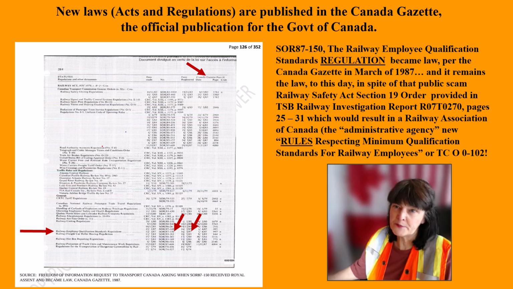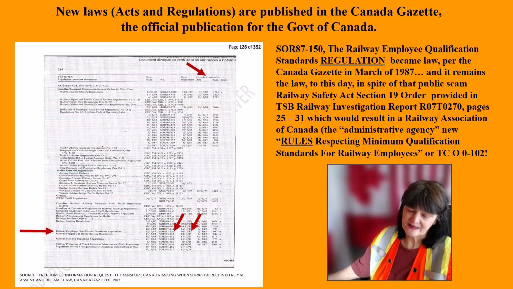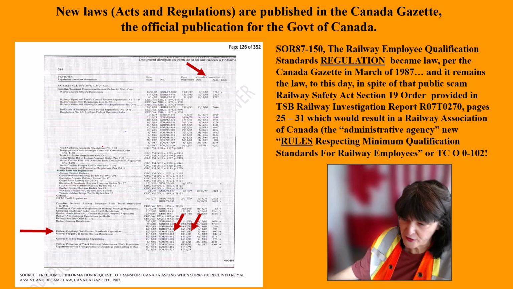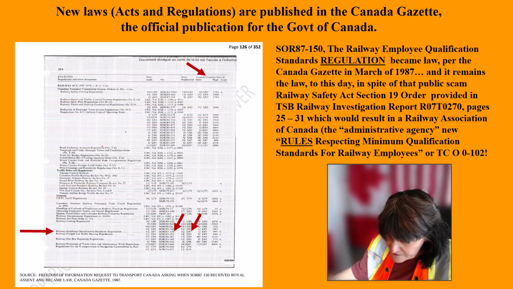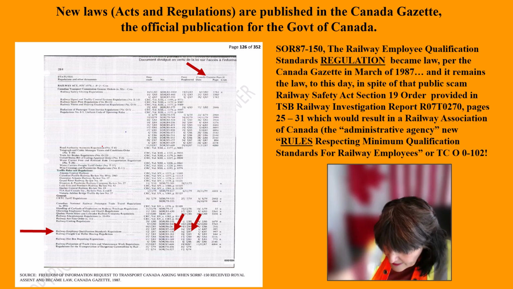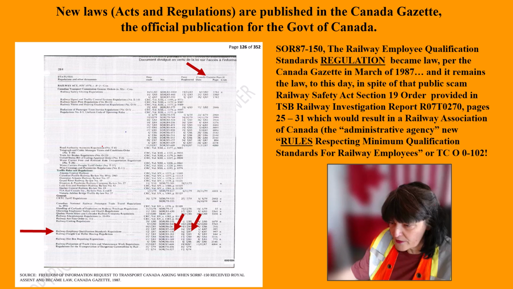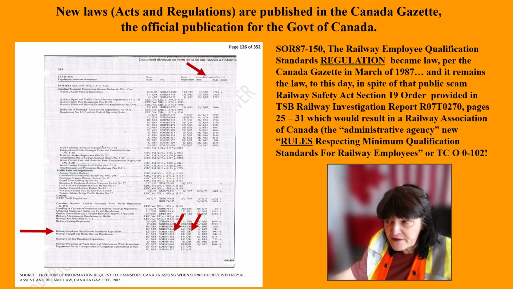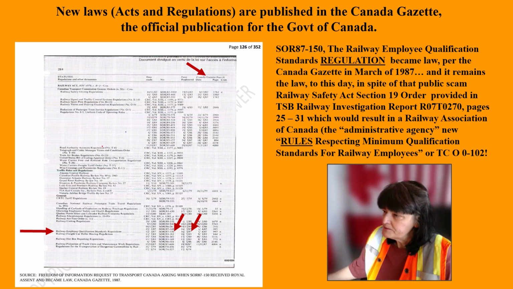The Canada Gazette is the official publication for the Government of Canada that will tell you when something became the law. And if you look at the bottom arrows here, you will see the copy they gave me is a little bit blurry, but you will see that where the arrow is on the left here, the Railway Employee Qualification Standards Regulation, the date that they provide for that becoming a law was March of 1987. And you can see here the first arrow on the right, the bottom right, shows the document name SOR 87-150. And then the date is the next arrow for March of 87. And by the way, it remains the law to this day.